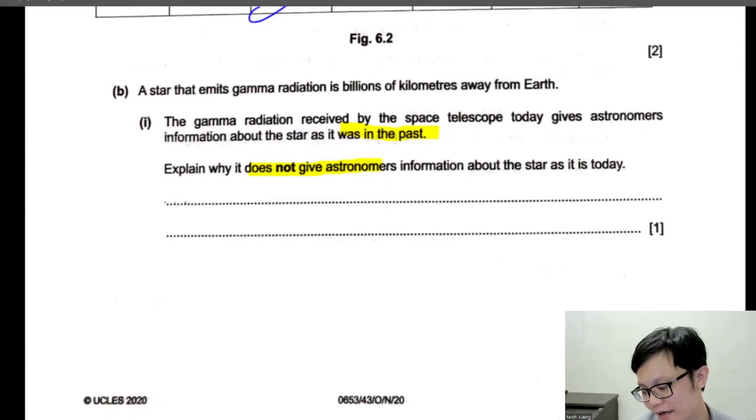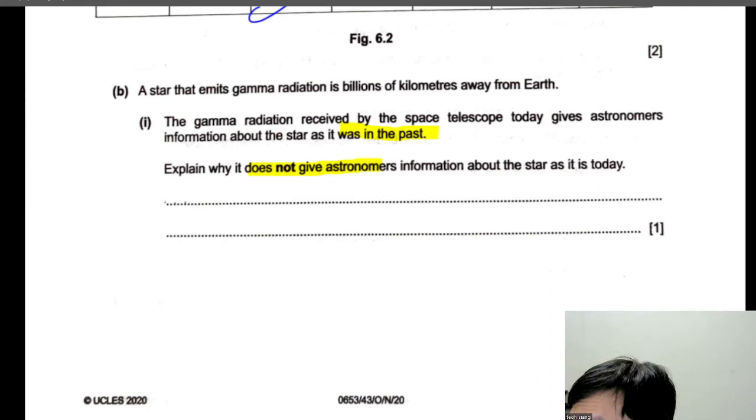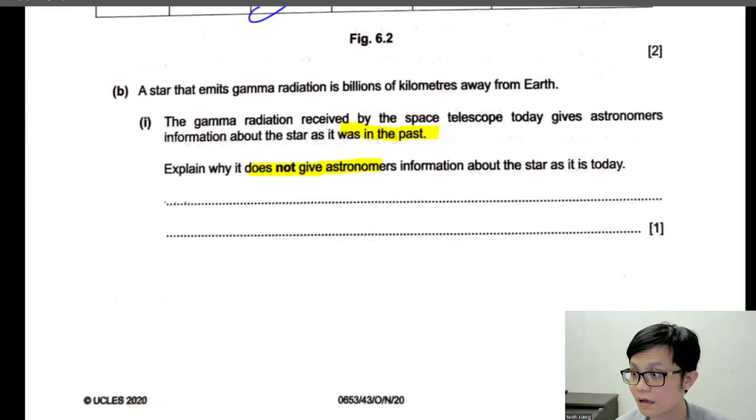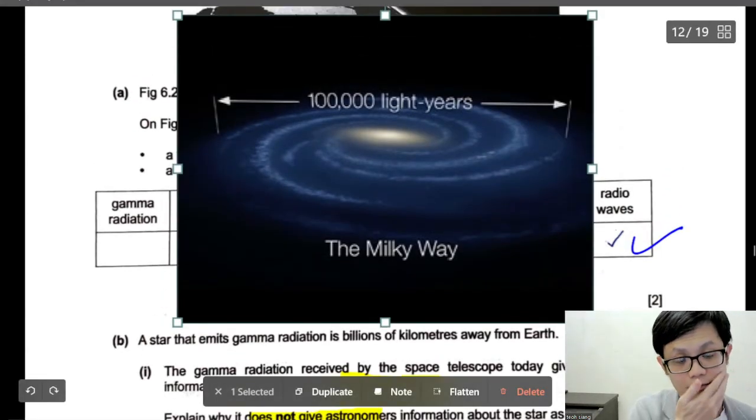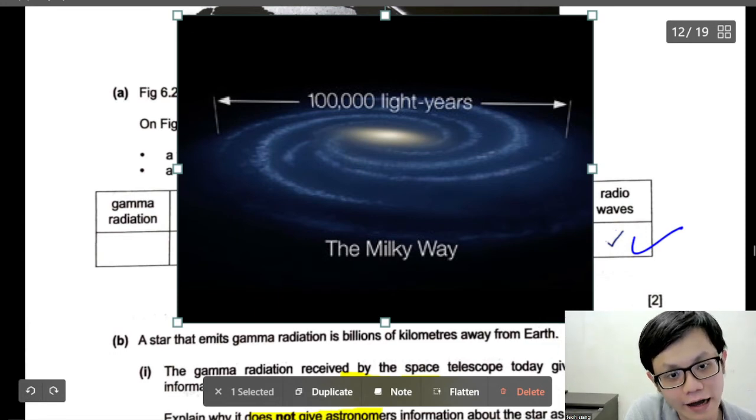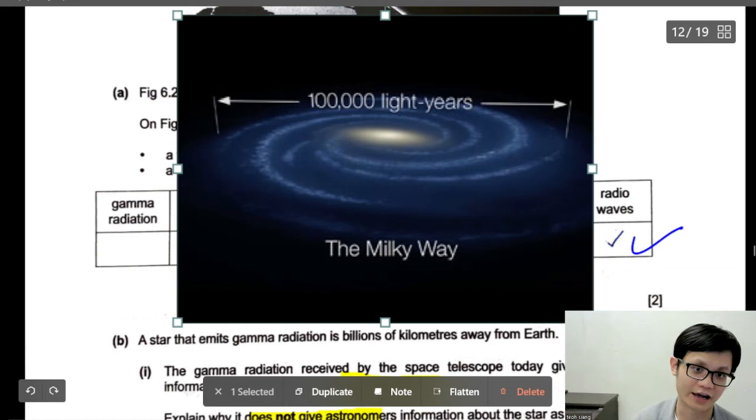Let's see the size of the galaxy. As you can see the size, this picture is good. This is our house. Where is our house? It's somewhere around here, I don't know. Somewhere around here, and this is the Milky Way, where our house is.